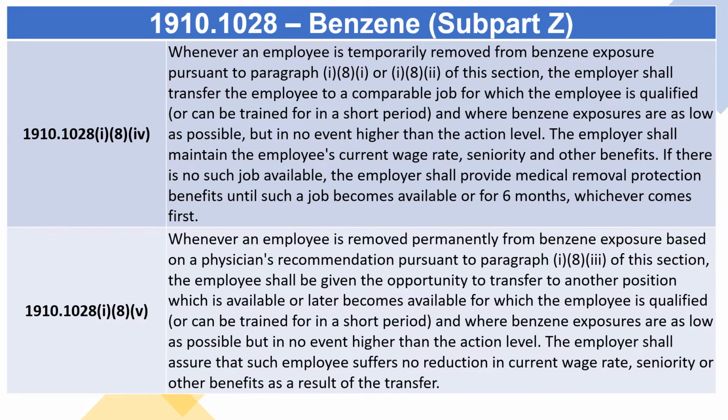1910.1028 I-8(5). Whenever an employee is removed permanently from benzene exposure based on a physician's recommendation pursuant to paragraph I-8(3) of this section, the employee shall be given the opportunity to transfer to another position which is available or later becomes available for which the employee is qualified, or can be trained for in a short period, and where benzene exposures are as low as possible but in no event higher than the action level. The employer shall assure that such employee suffers no reduction in current wage rate, seniority, or other benefits as a result of the transfer.